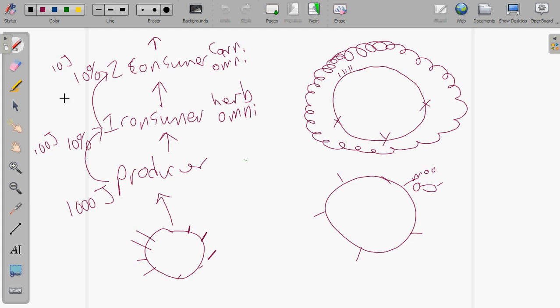So if you look at the food chain, you're always going to start with the producers and then the primary consumer and then the secondary consumer, right? And only 10% of the energy gets transferred from one trophic level to the next trophic level.